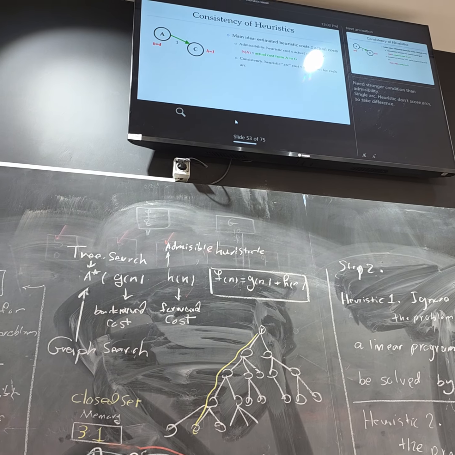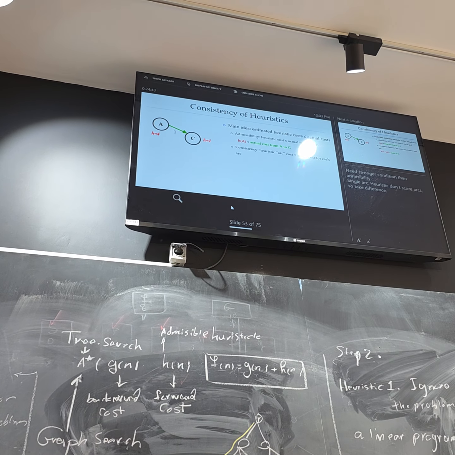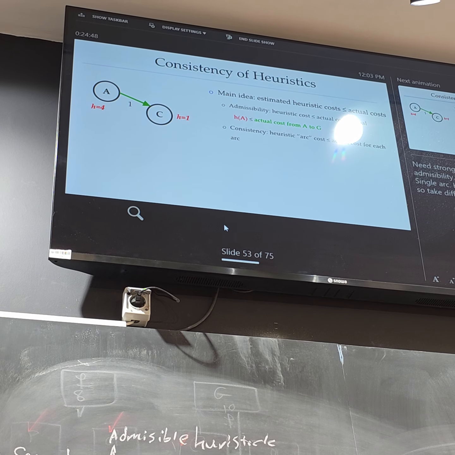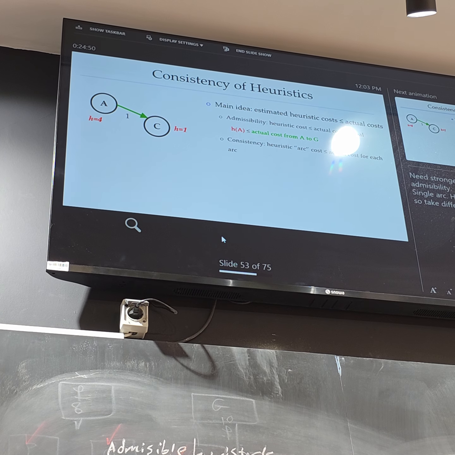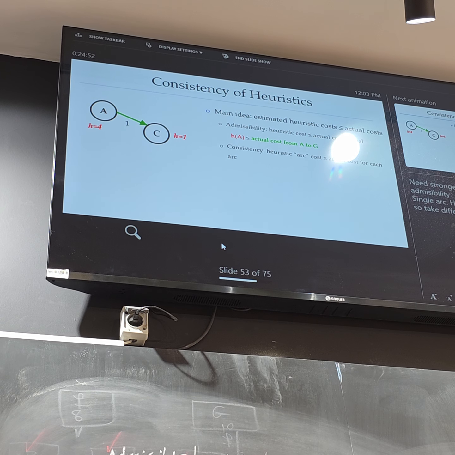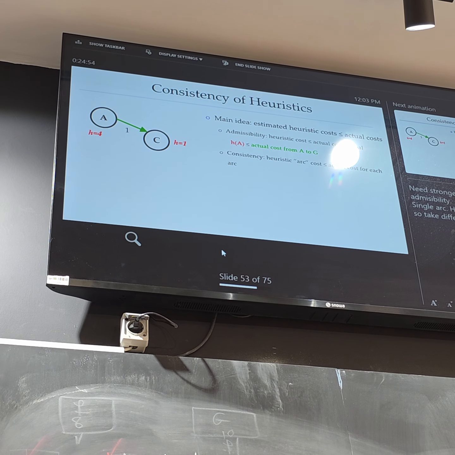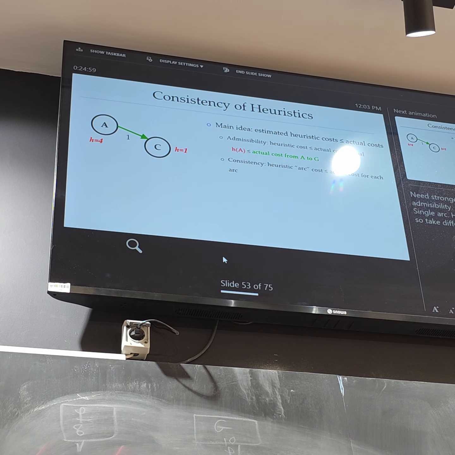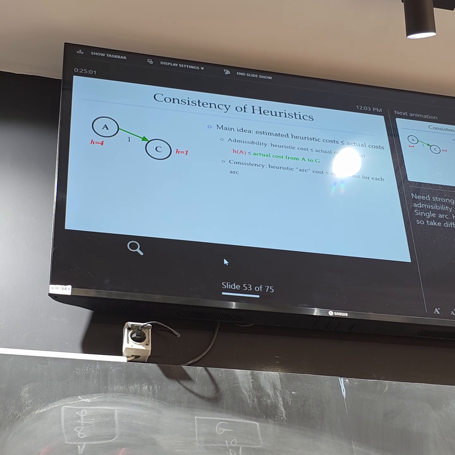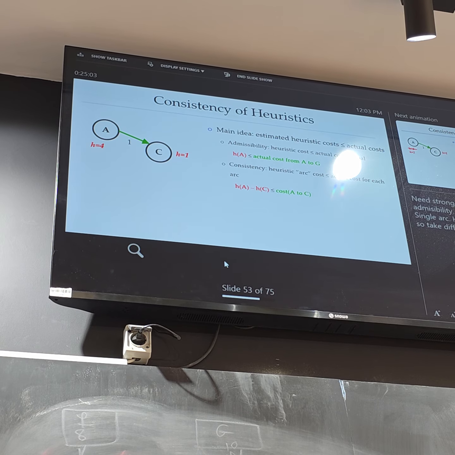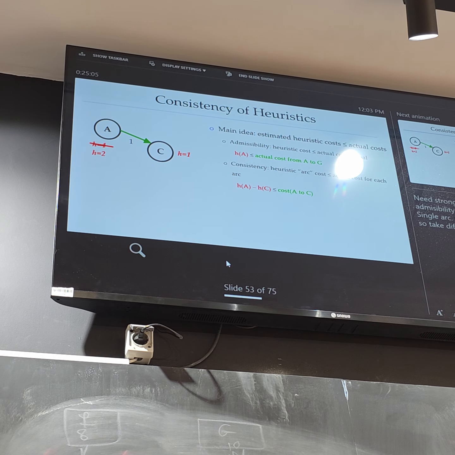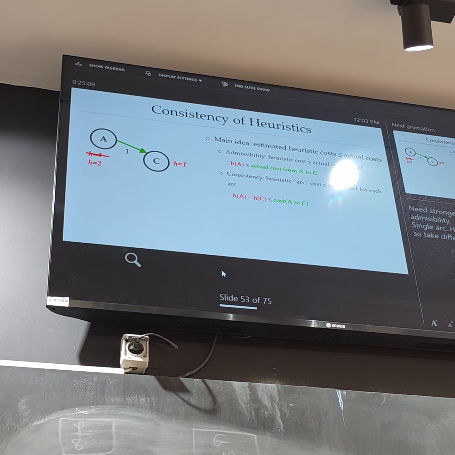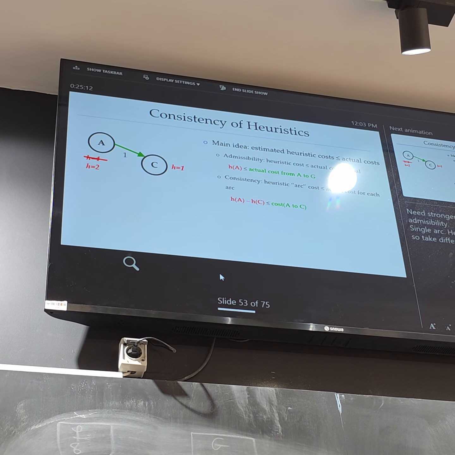For this one, the heuristic for C is 1. The cost is 1. 1 plus 1 is 2. The heuristic is not consistent, because the heuristic of A is 4. We should change 4 to 2. Yeah. It is the process of improving the consistent heuristic.